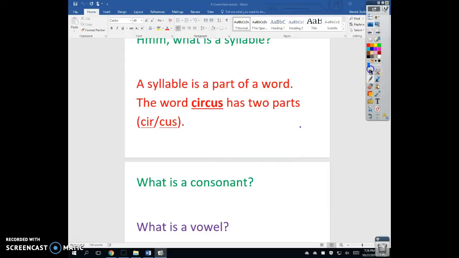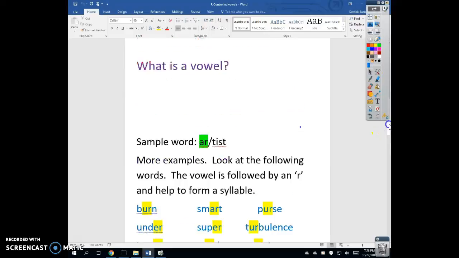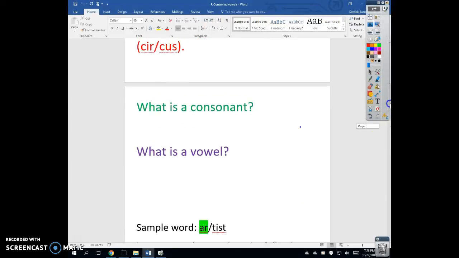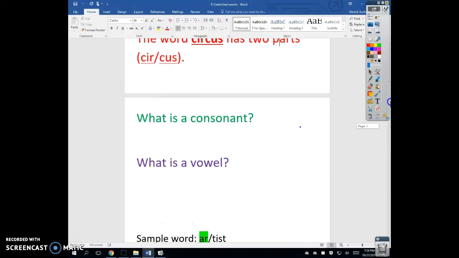So then you'll go forward and talk about what a consonant is, and I'm sure you're thinking, well, my kids should know. Well, they should, but once again, this is not terminology that we use on a regular basis. So if we don't have these in our conversations, what is a consonant, what is a vowel, then they might forget, or they may not just know what the actual term is.